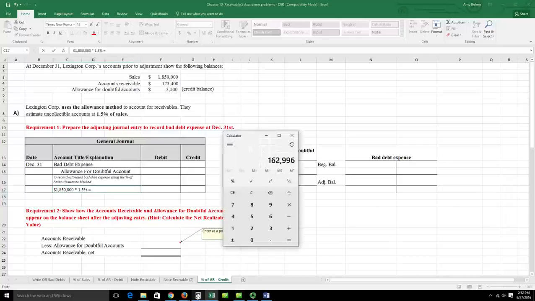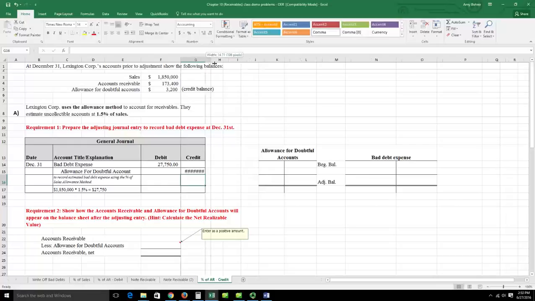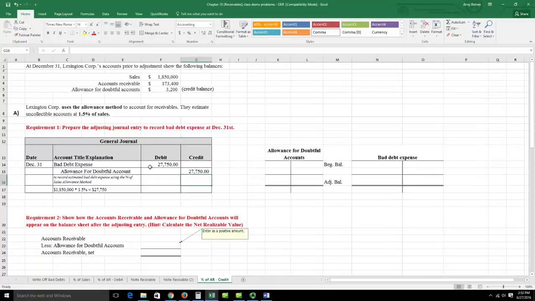And let me pull my calculator up. 1,850,000 times 0.015, because that's 1.5% converted to decimal, right? 0.015. That gives me $27,750. So that's what my journal entry amount is going to be under the percent of sales. $27,750. Okay. So the percent of sales method is really easy. You just take your sales times the percentage they give you, and that is your journal entry amount.